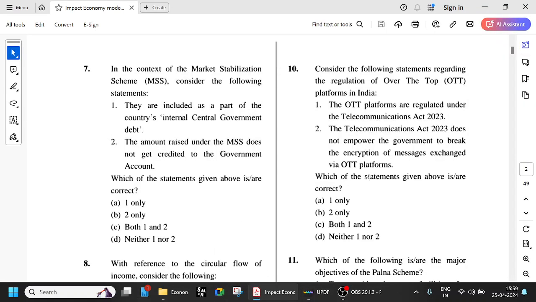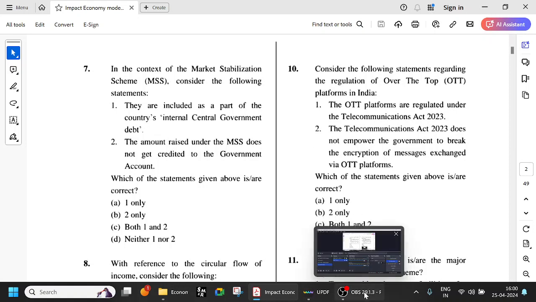So let us look at it. OTT platforms are regulated under the Telecommunications Act 2023. No, it is wrong. Telecommunications is only for telecommunication networks and services like Airtel, Vodafone, Jio, all these things. OTT platforms come under the Intermediary Guidelines and Digital Media Ethics Code Rules 2021. The Telecommunications Act 2023 does not empower the government to break the encryption, which is true. No one can break the encryption and look at personal messages. So two is correct, two only. Fine. So let us stop for today and continue in the next class.